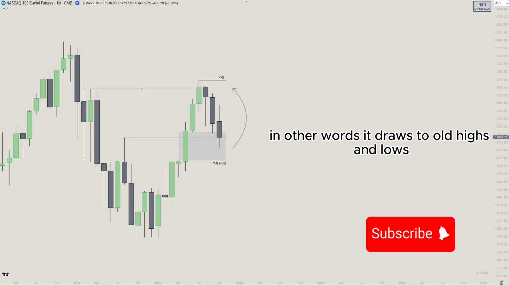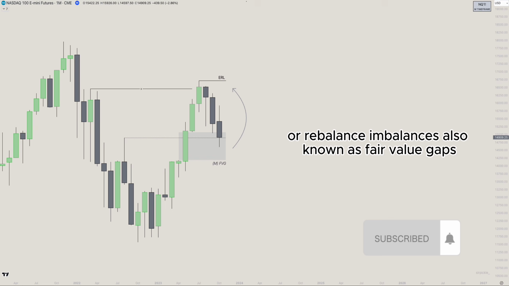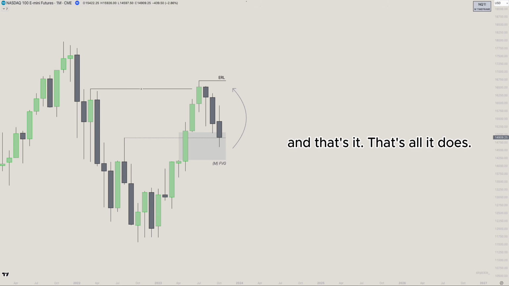In other words, it draws to old highs and lows where you will find those large liquidity pools, or rebalance imbalances, also known as fair value gaps. And that's it. That's all it does. Yes, it can be that simple.